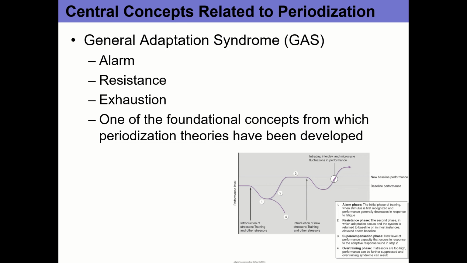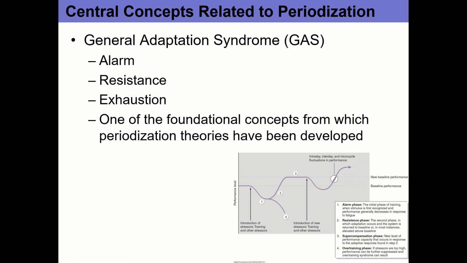So the first one is this general adaptation syndrome, first coined by Selye in 1956. It wasn't intended to be used as a model for physical training, but it kind of underlies or undergirds all of the theory behind periodization. And this is the little graphic for it down here. So what this says is we've got this person, this is their current performance level, and then we have them undergo some sort of a workout.